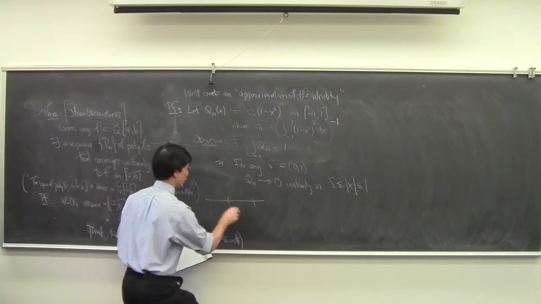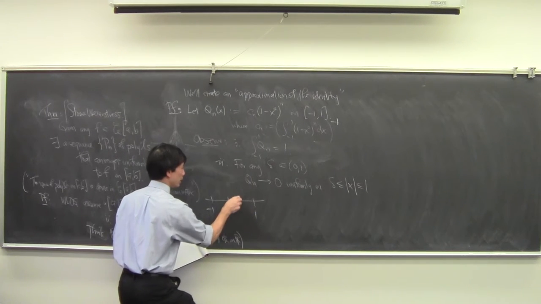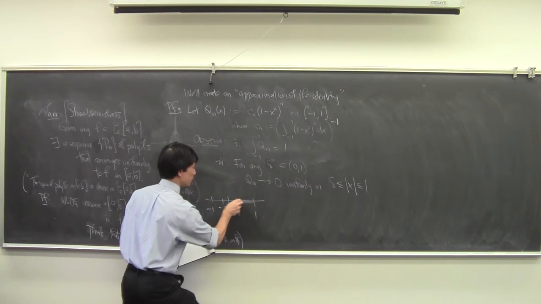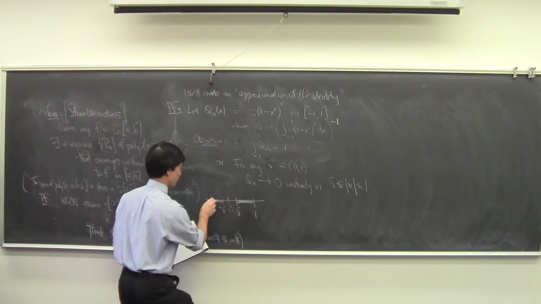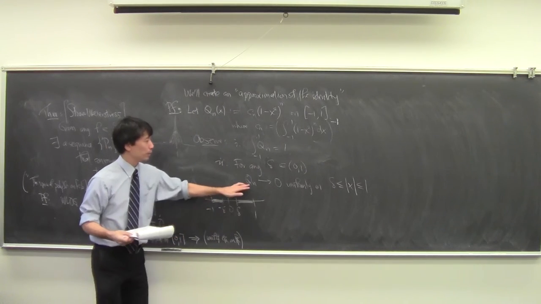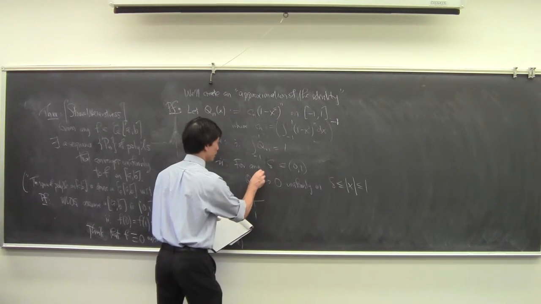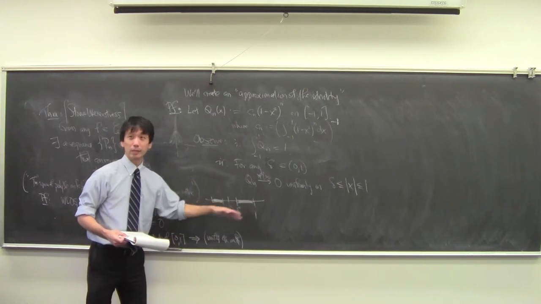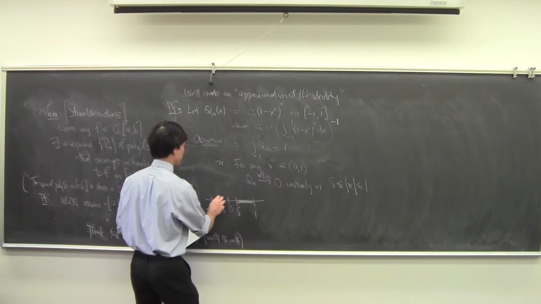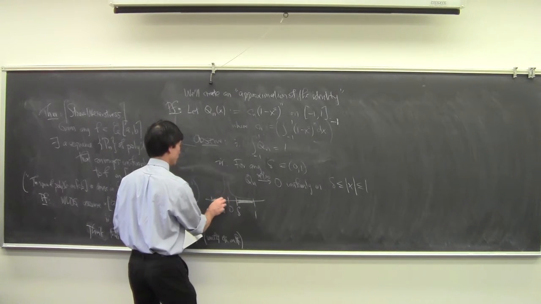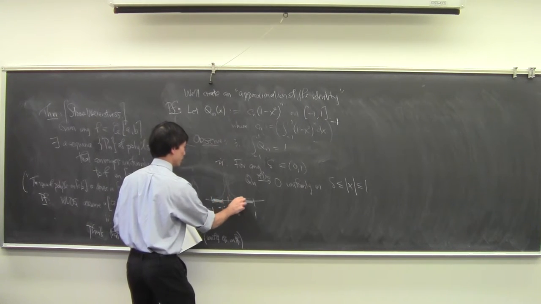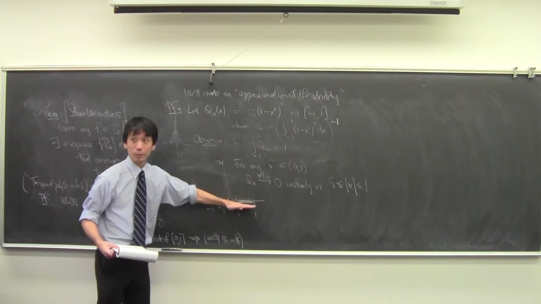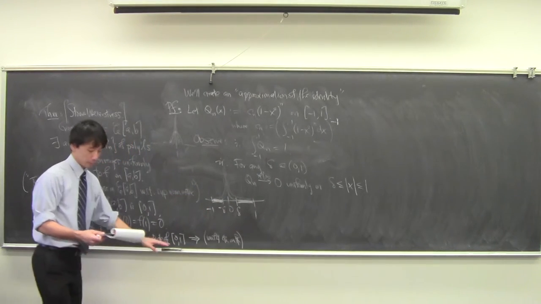So if this is 0, 1, negative 1, delta, and negative delta, on this set here, the q sub n, as n goes to infinity, the q sub n go to 0 uniformly on these sets. So it's like they get smaller and higher, and it goes uniformly to 0 here. Okay.